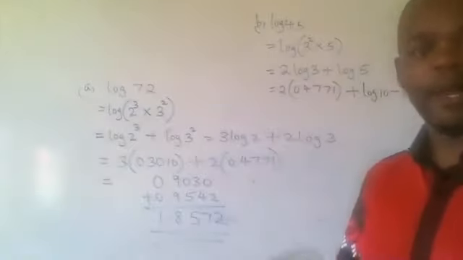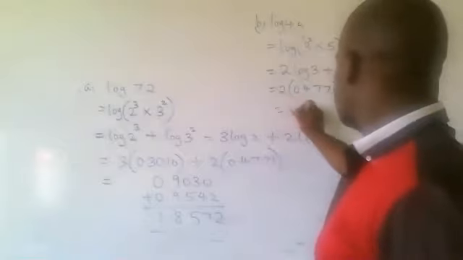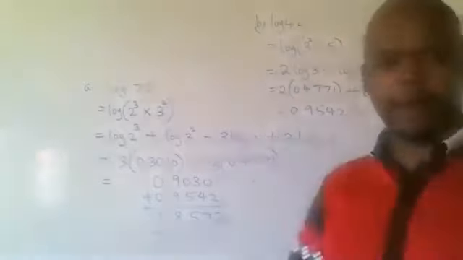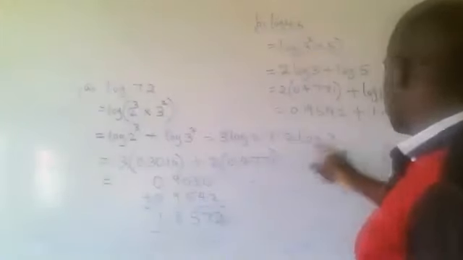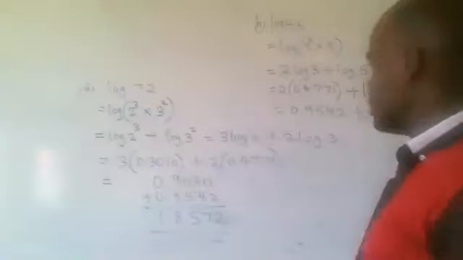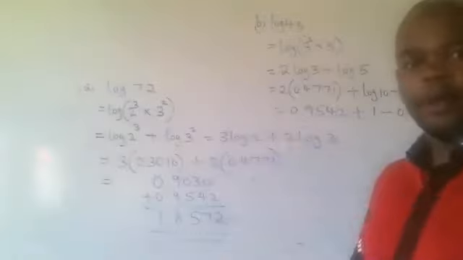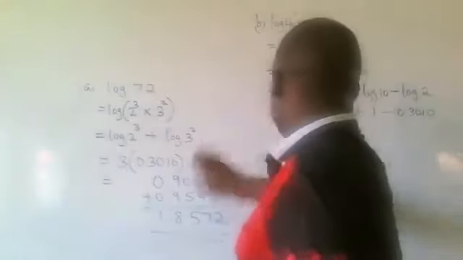Log 10 minus log 2. So this is 0.9542, but what is log 10? Log 10 is 1. What is this one? This one is 0.3010. Then you get your answer.